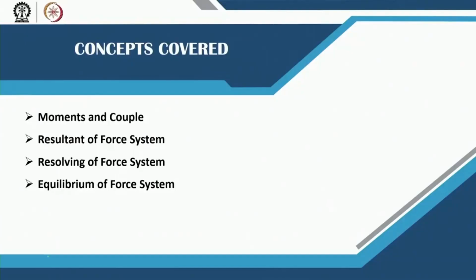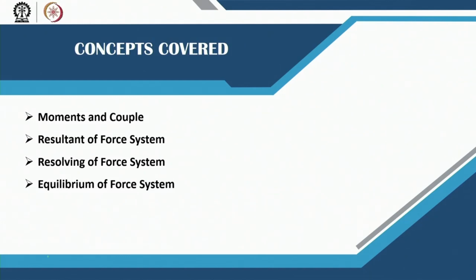So, in the past lecture we have seen the force system, and in the last slides of the force system we have seen there are two important parameters in the structural loading, that is moment and couples. So, today we will initially discuss moment and couple a bit, and then we will again go to the force system and see how a resultant of the forces can be obtained, how resolving of the force system can be done, and also what are the equilibrium conditions for the force system.